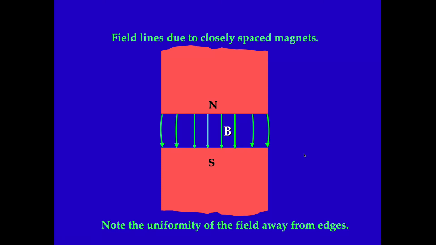Here's one. Due to uniformly spaced, two closely spaced magnets, you can produce a uniform magnetic field in a region of space. Look at how uniform the field is in the middle. Creating a uniform magnetic field is difficult, and this would be one of the ways to do it. Because the field lines tend to form closed loops, it's very difficult to produce a uniform magnetic field in practice.